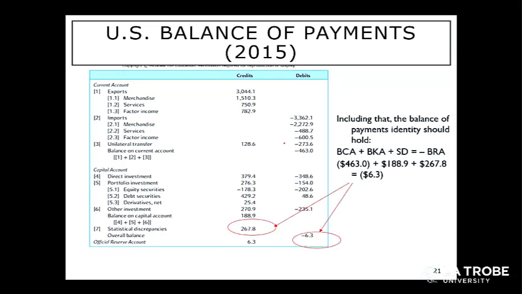So if we sum up the totals of the accounts in the 2015 balance of payments by the US, we will see that they should add up together, right? So the balance of payments should be identified. So the current account, the capital account, and the statistical discrepancy is exactly equal to the official reserves, so that the balance of payments would be identified, okay?